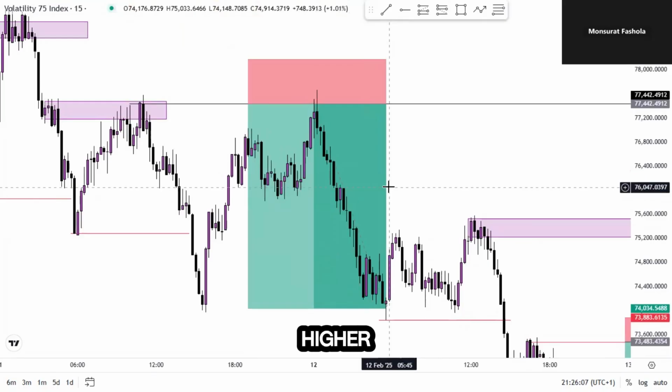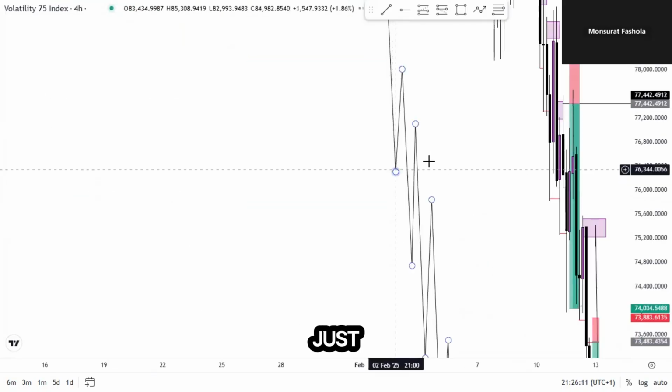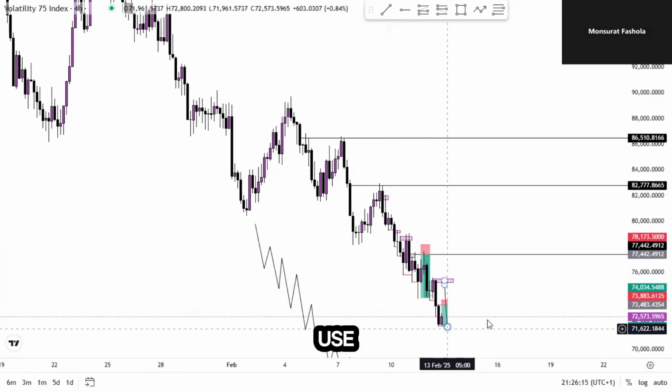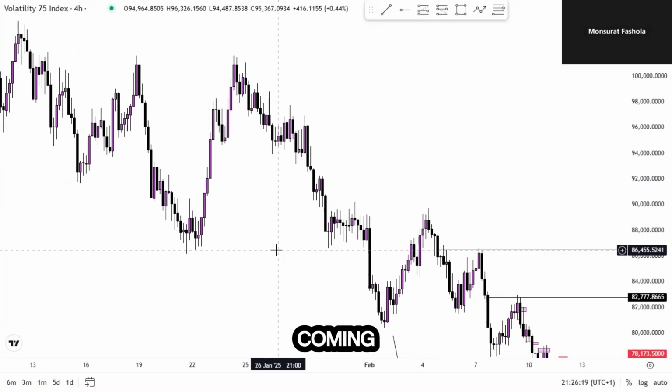What I use the higher time frame for, let me go back to the 4 hour time frame, let me just explain it to you one more time. What I use this 4H for is to see where price is coming from and where it's going to.